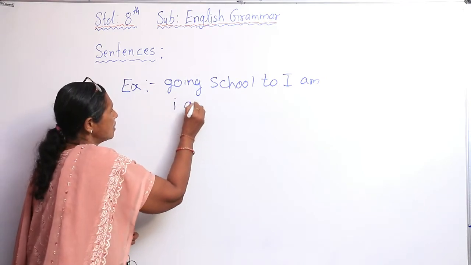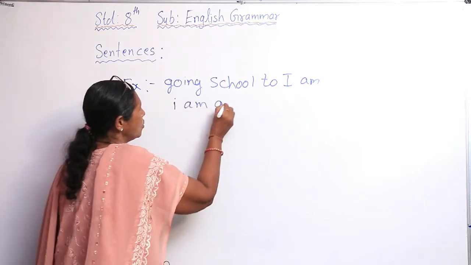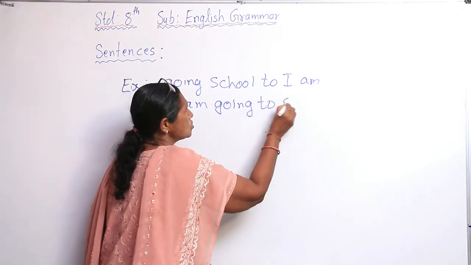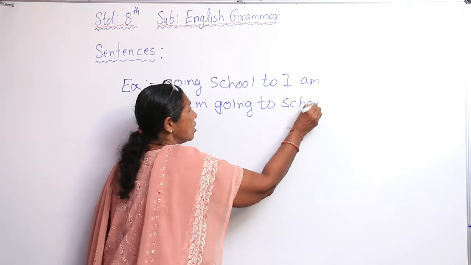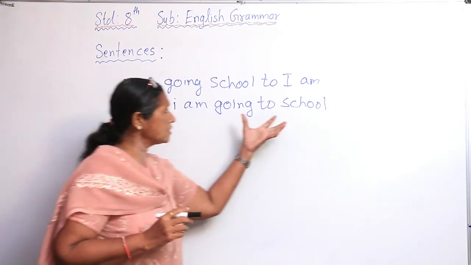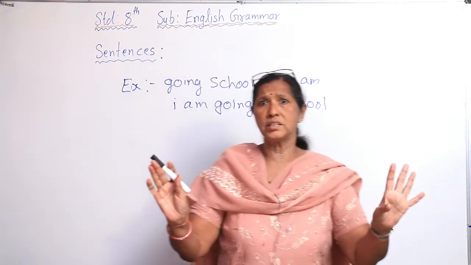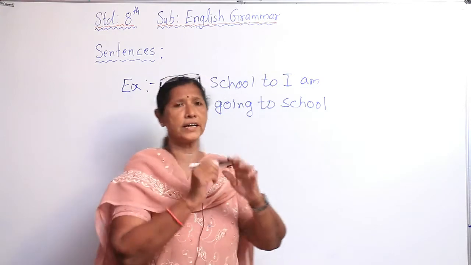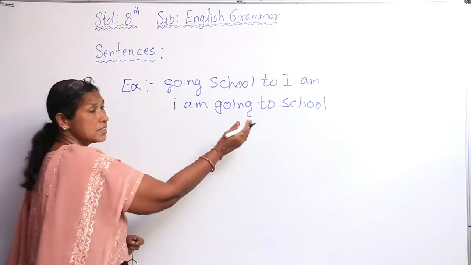I am going to school. Here also see, is this sentence right? No, this sentence is also not right. Now I will write the correct sentence. Why is it not right?